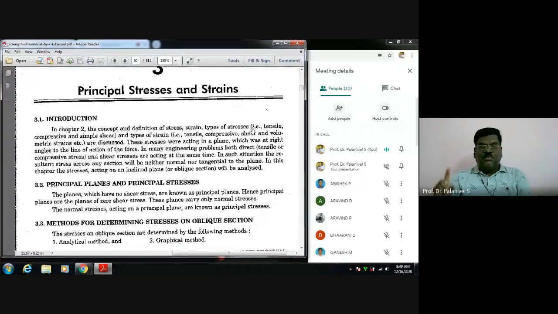Actually, in the Punmiya textbook, principal strains, and that too triaxial sets of strains, and their analysis are available in detail. But in Bansal, it is not available. In Bansal, principal stresses and strains are put together in one chapter. But in the Punmiya book, they are separate chapters. Principal stresses are separate, and the discussion of principal strains is a separate chapter. First let me brief this one. Later we will go to that. I may go a little bit fast.